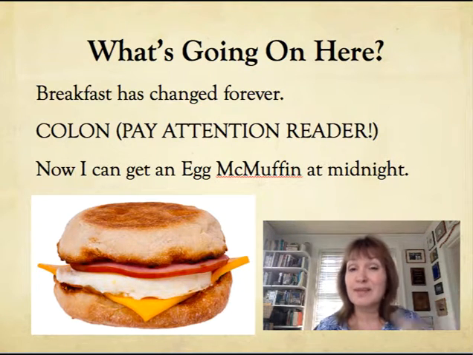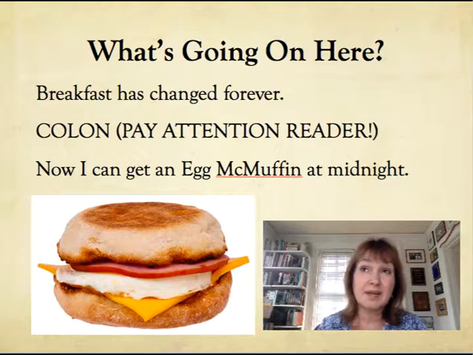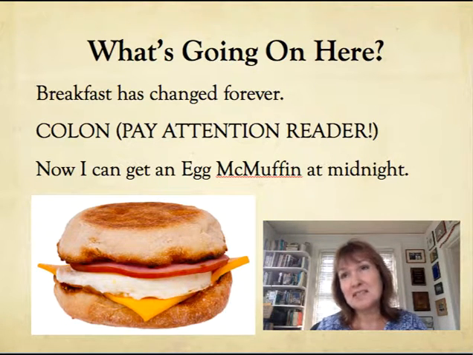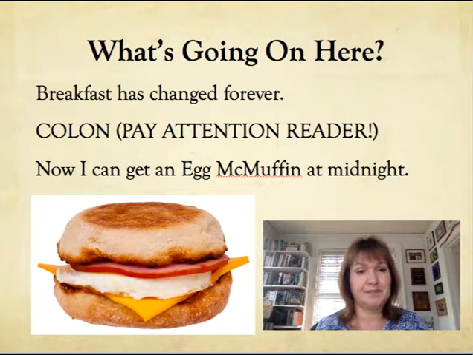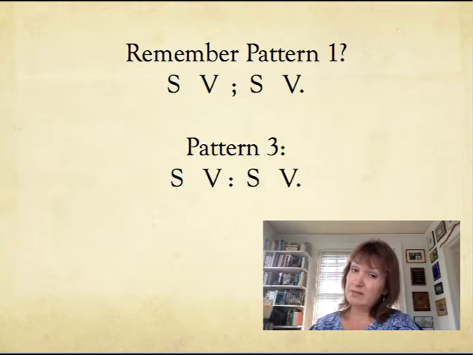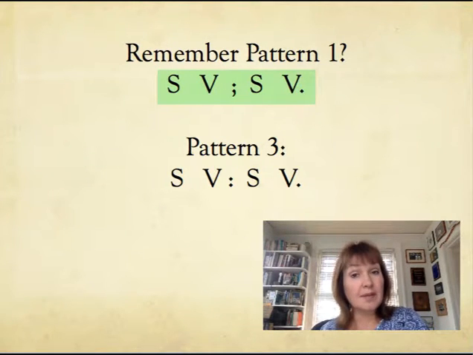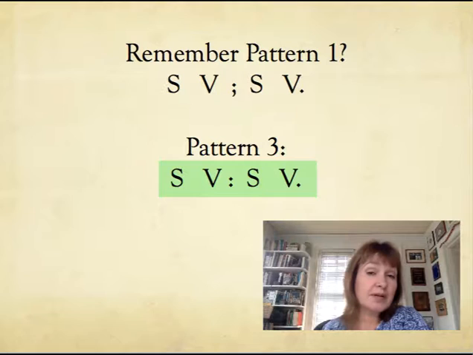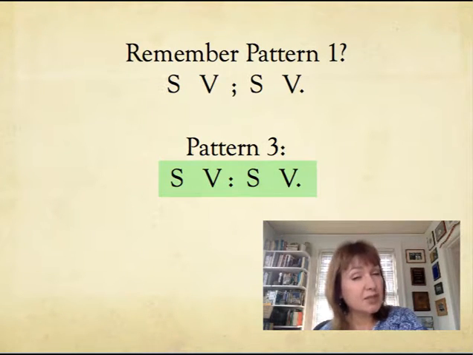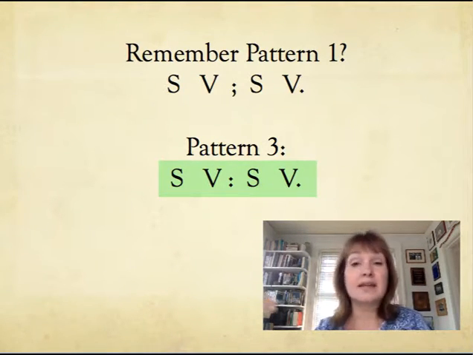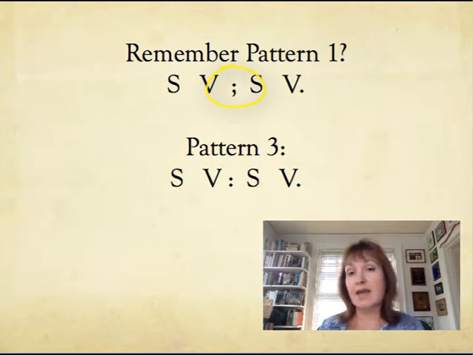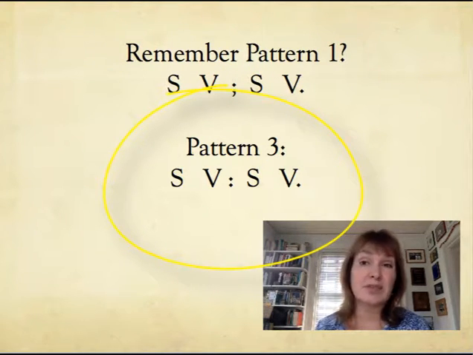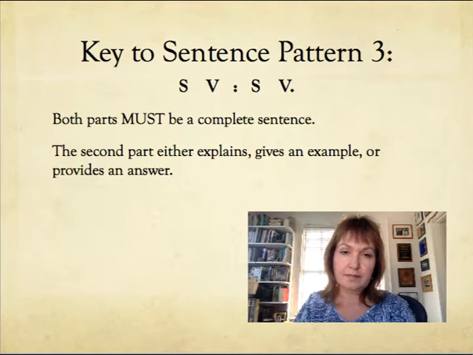Why, it's changed forever because now I can get an Egg McMuffin at midnight, and McDonald's isn't doing that crazy thing anymore where they only serve breakfast until 10:30. What's that all about? So, remember pattern 1? It's subject, verb, semicolon, subject, verb. For this one, you actually have a causal relationship. That second sentence has to give you an example or an explanation. That is what that colon is saying. A semicolon is just saying, hey, here's a new sentence. A colon is saying, hey, here's a new sentence that's actually going to explain that first sentence.